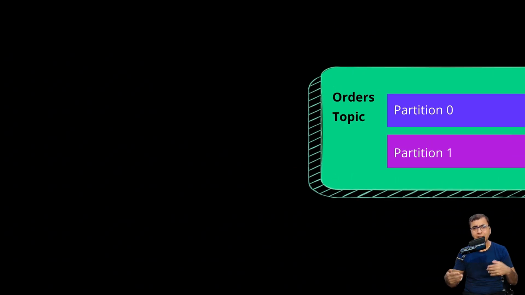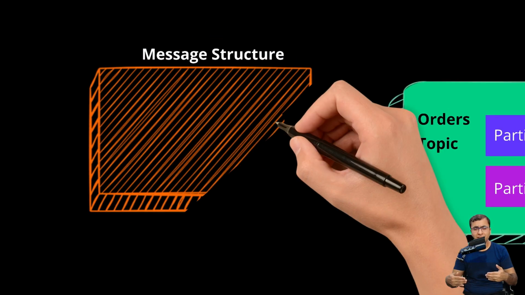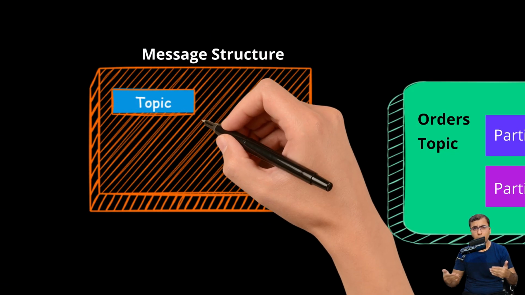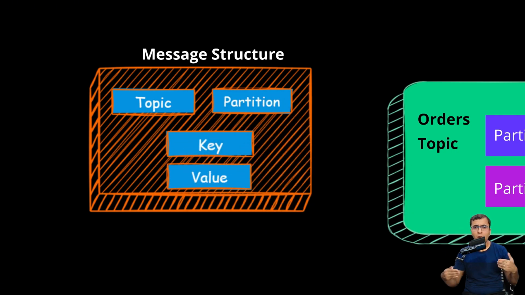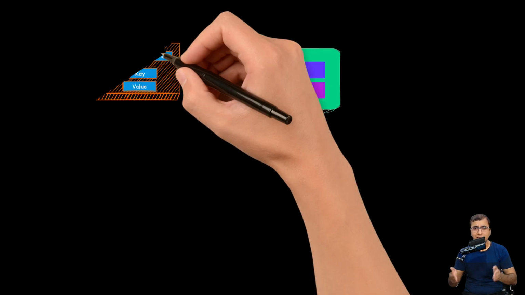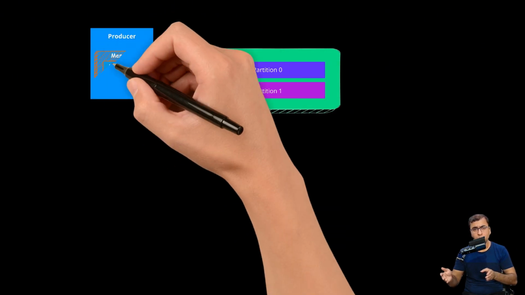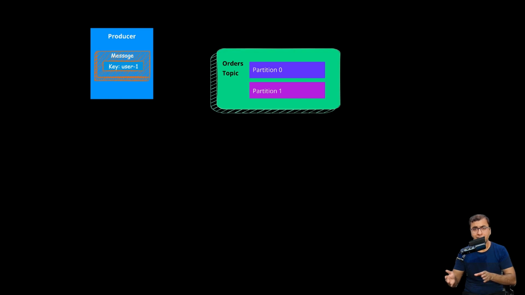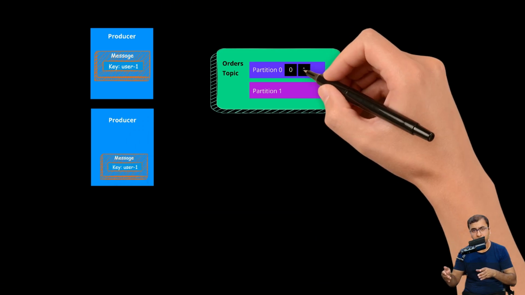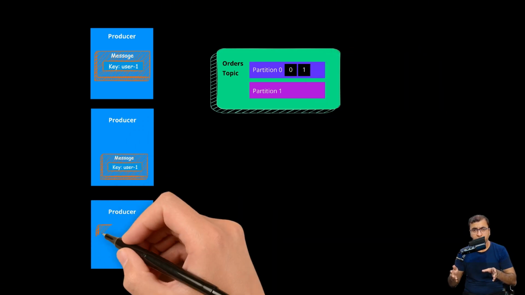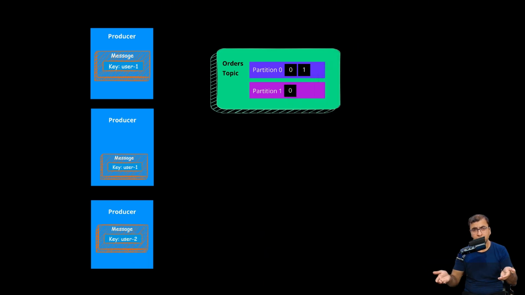Now let's see the Kafka message structure. A message contains metadata like topic name, partition information, and a key and a value. All messages with the same key go to the same partition. Let's assume a message with the key user1 is produced by a producer and stored in the partition 0. If another message is produced with the same key, it gets stored in the same partition. If key is different, it could go to a different partition.